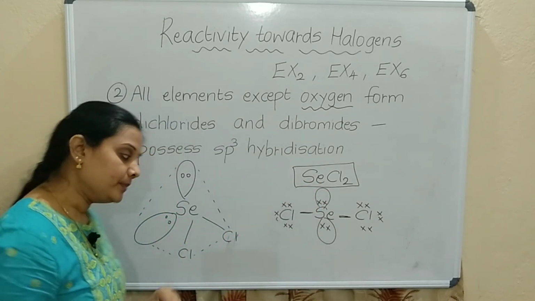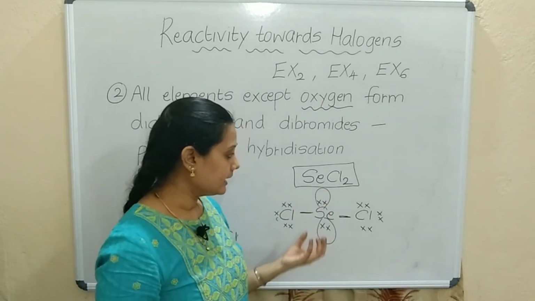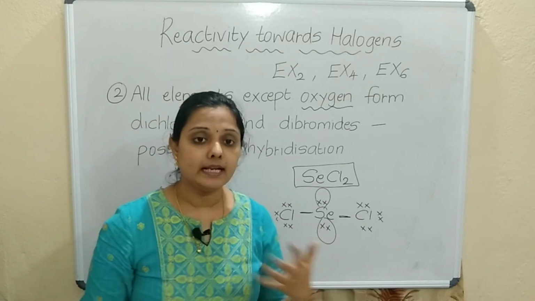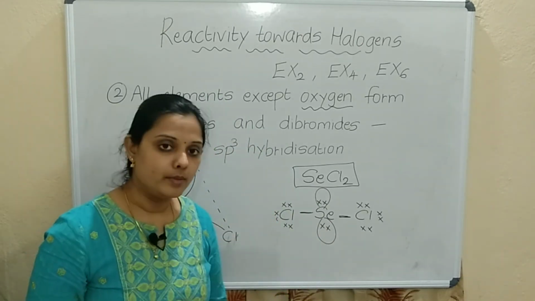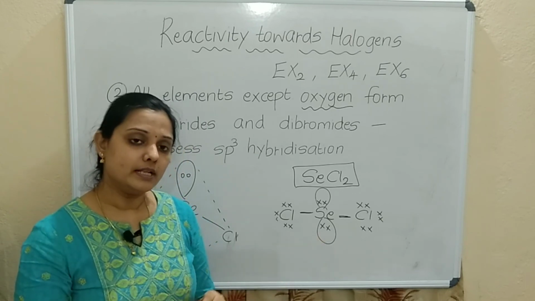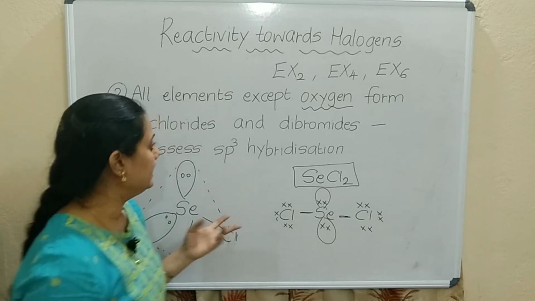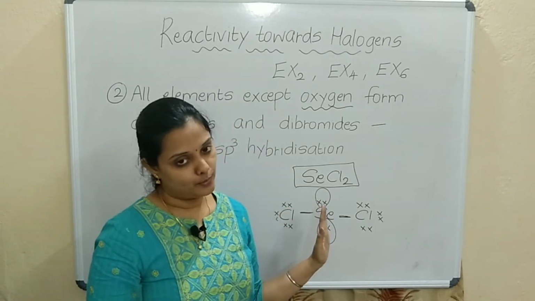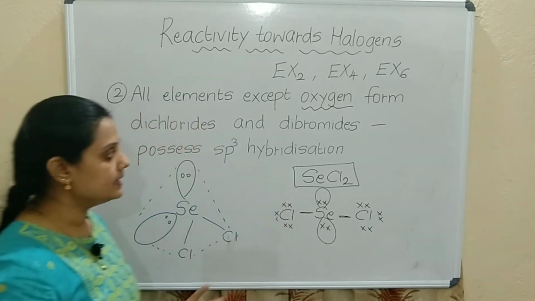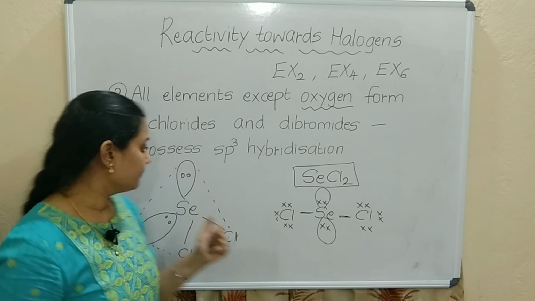What is the reason? So the reason is oxygen is small in size, correct, and it is a highly electronegative element. Compared to chlorine and bromine, the size of oxygen is small. Chlorine and bromine are bigger in size and the electronegativity of oxygen is more than chlorine and bromine. So these two are the reasons why oxygen is not forming dichlorides and dibromides.